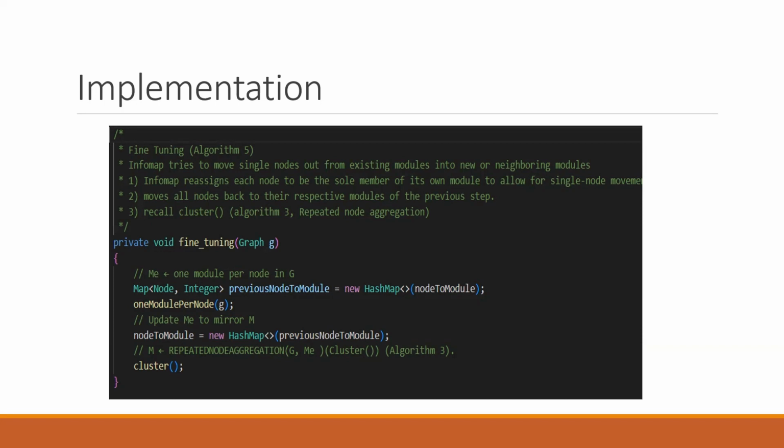In summary, the fine-tuning method performs the following steps. Start with each node in its own module, save the original module assignment, reset the module assignment to the original state, and apply the repeated node aggregation algorithm to refine the community structure.